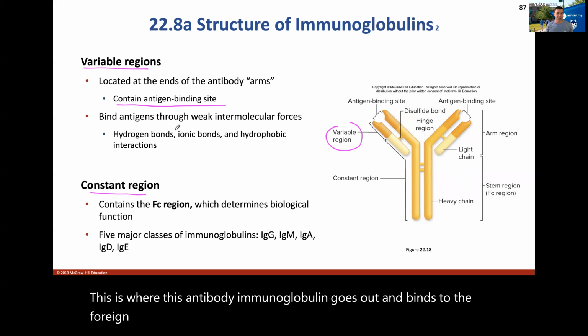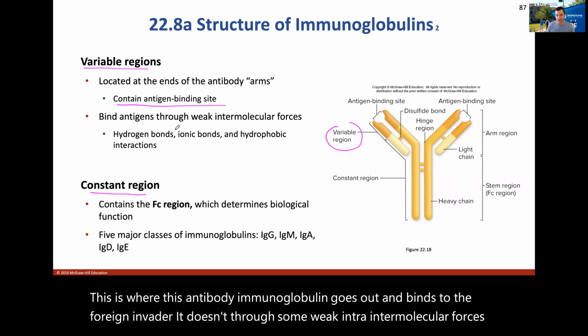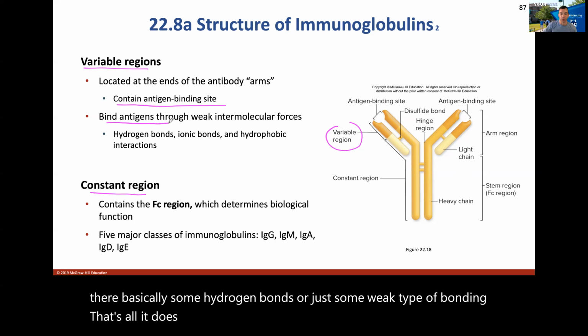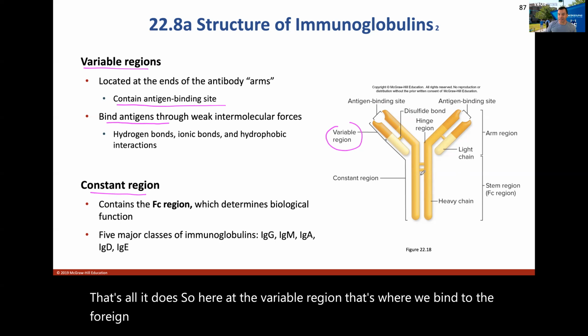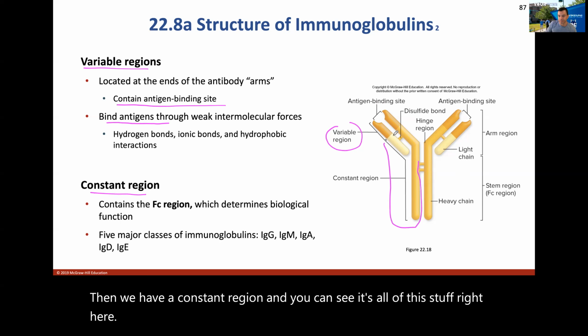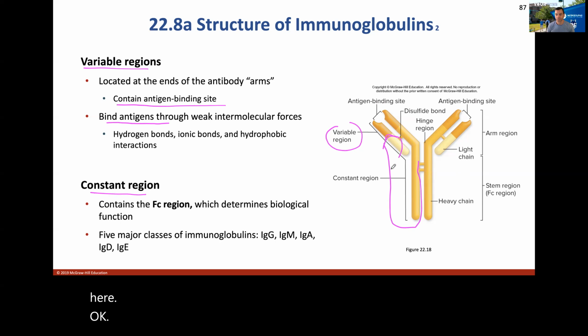It does it through some weak intermolecular forces, basically some hydrogen bonds or just some weak type of bonding. That's all it does. So here at the variable region, that's where we bind to the foreign invader. Then we have a constant region, and you can see it's all of this stuff right here. All this constant region.